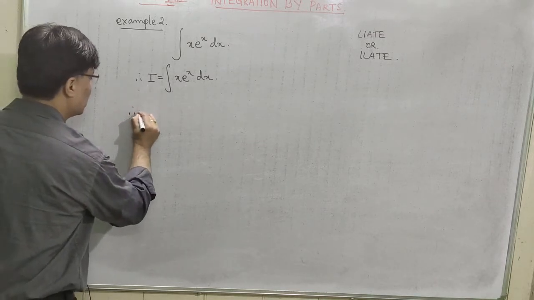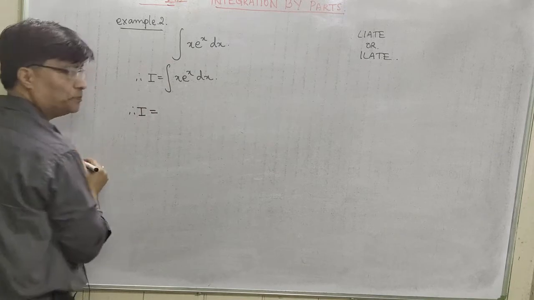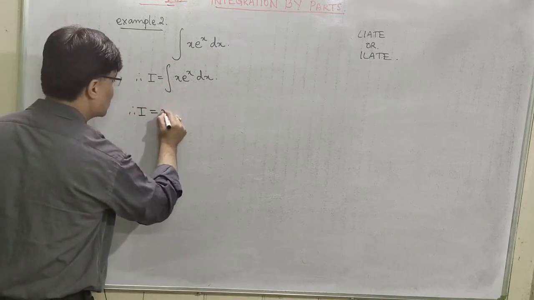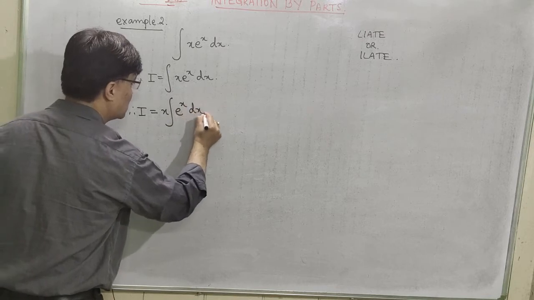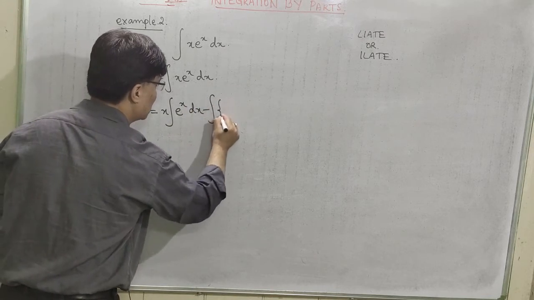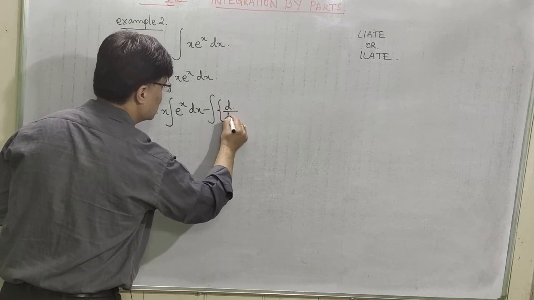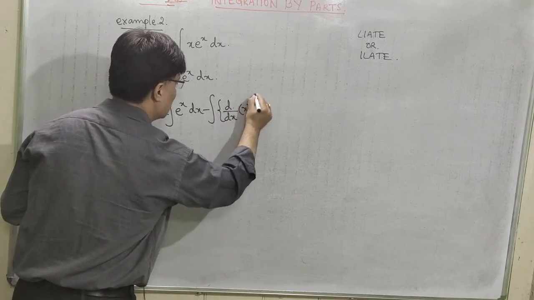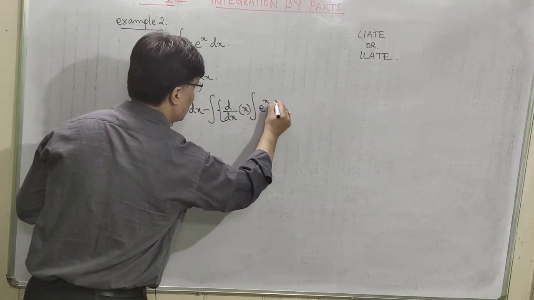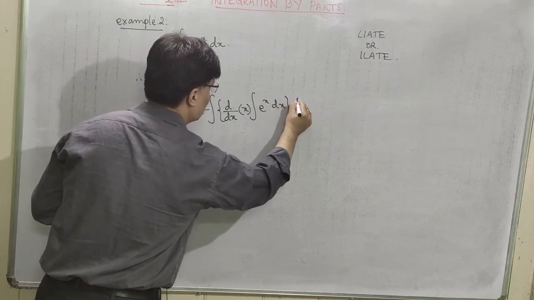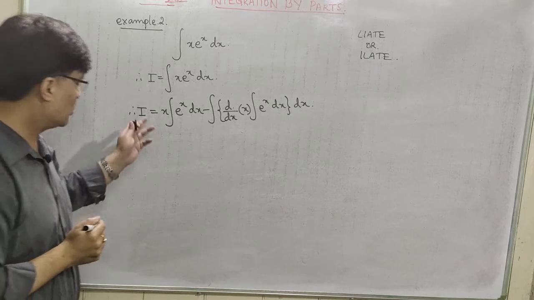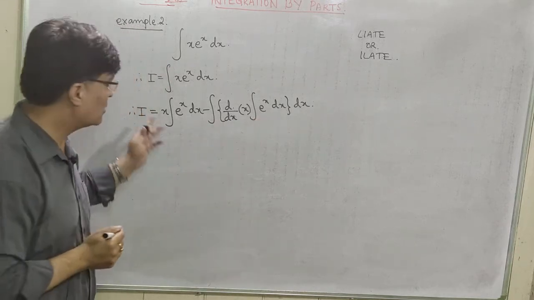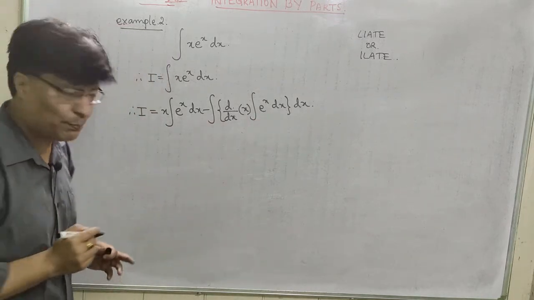So let us use integration by parts now. x is the first function, x is taken outside, integral e to the power x dx, minus integral of second bracket, this is d by dx of x, integral e to the power x dx, second bracket closed, dx. Is that understood now? So this is the rule, or the formula, for integration by parts.